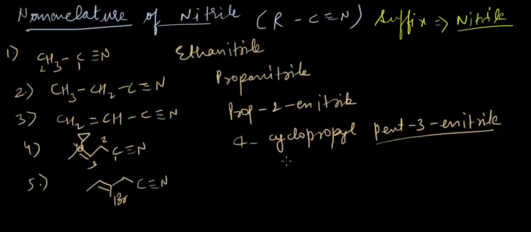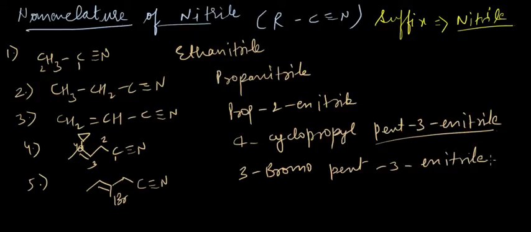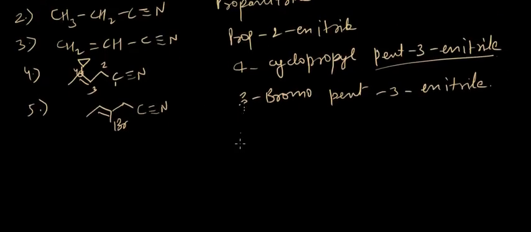So what would be the name of this compound? It would be simply 3-bromo. What else? Pent. Why pent? I suppose you can figure it out. 3 en nitrile. Okay, so that was all in the nomenclature of nitrile part. So we'll be moving on into the nomenclature of anhydride.